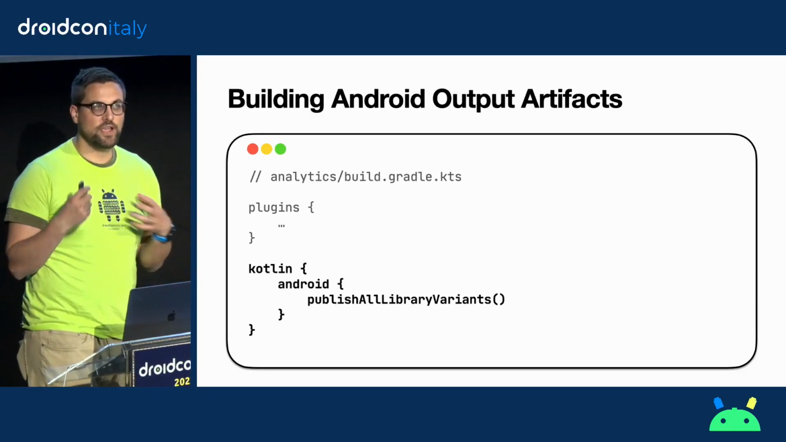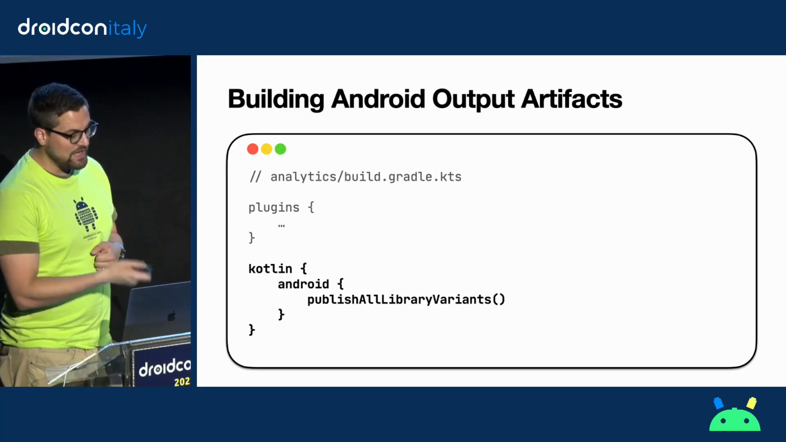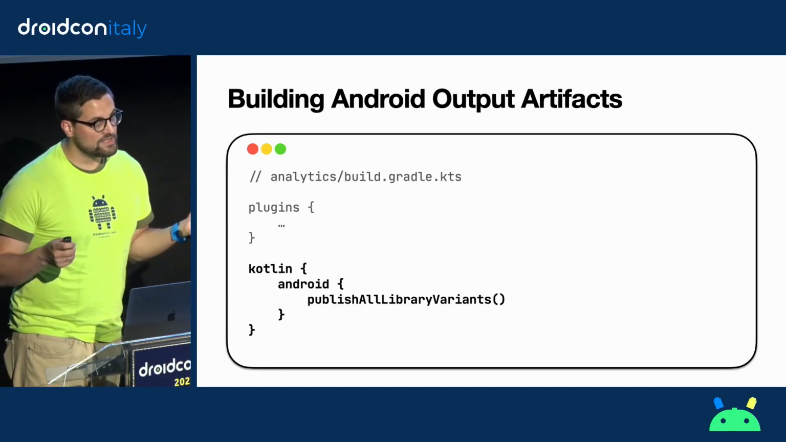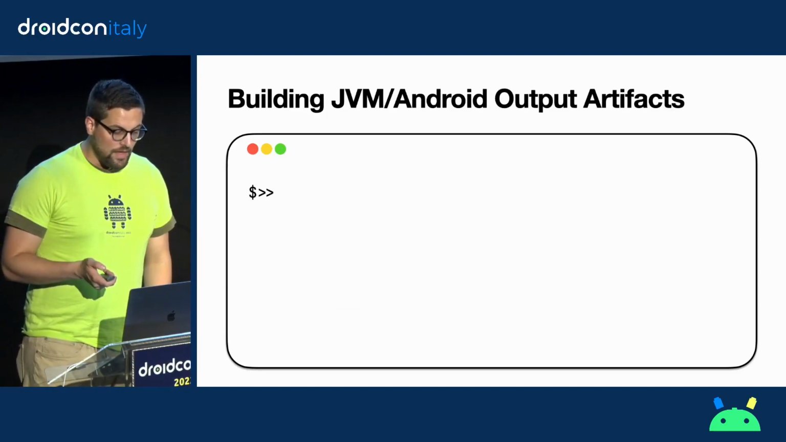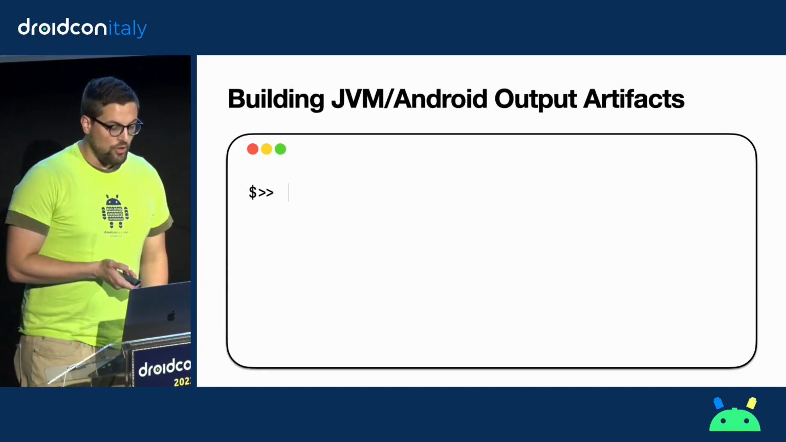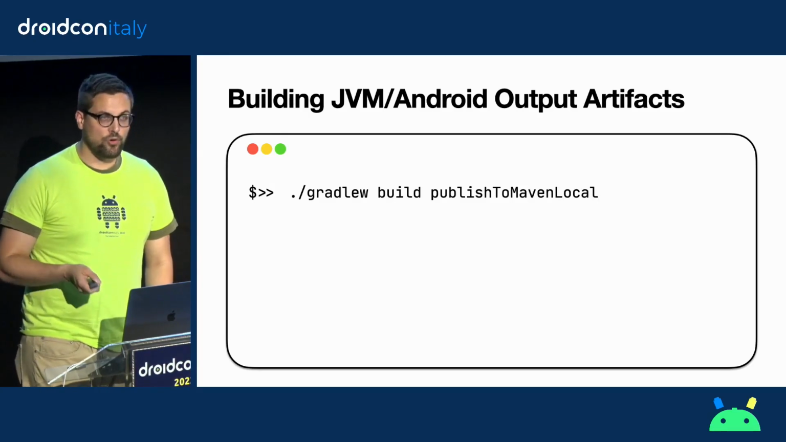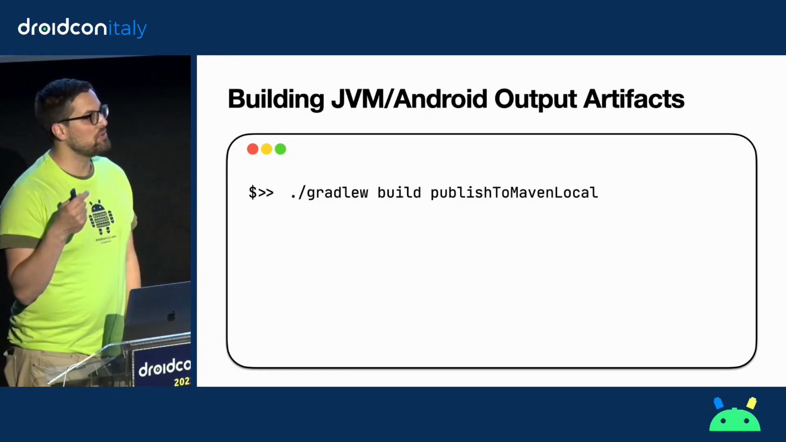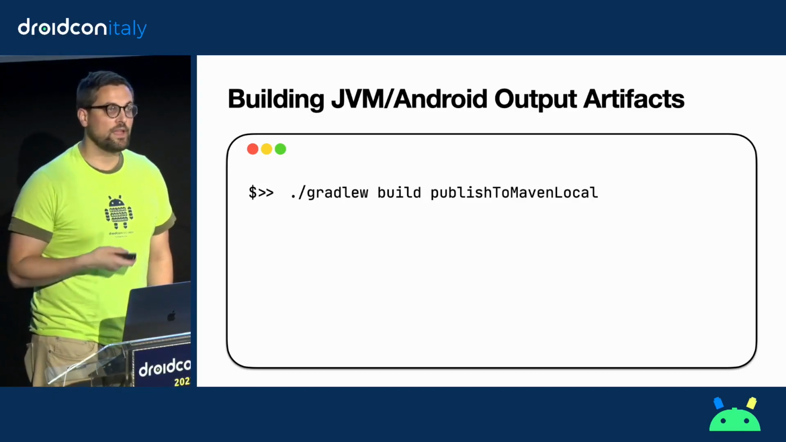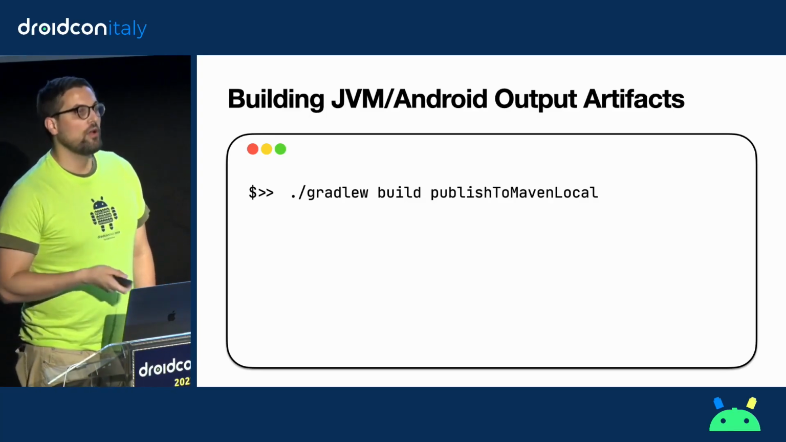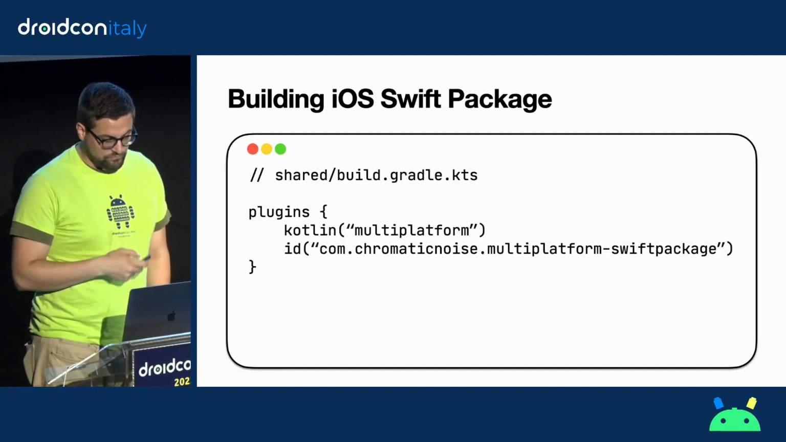In the case of the JVM, those publications are generally handled by default for us. On the Android side, we can add publish all library variants, and that will make sure that the proper publications are generated for us. And ultimately, we can invoke the Gradle wrapper. We can say build, publish to Maven local, and this will publish all of the output jars or AAR files to our local Maven repository, where we can then integrate those. Or we could publish those to our remote Artifactory server, which we'll talk about in a bit.